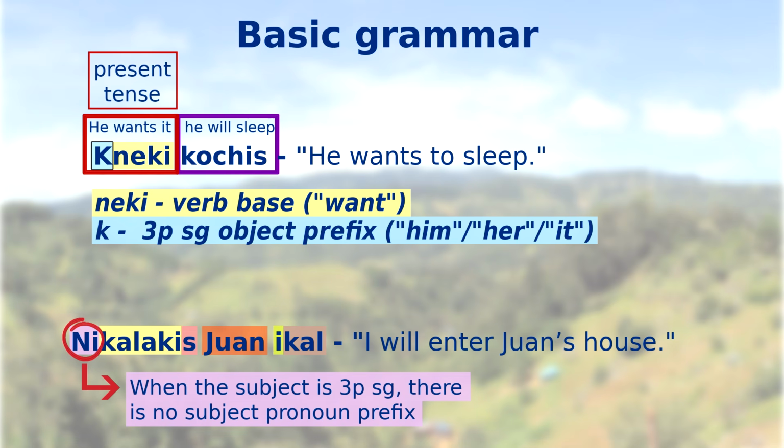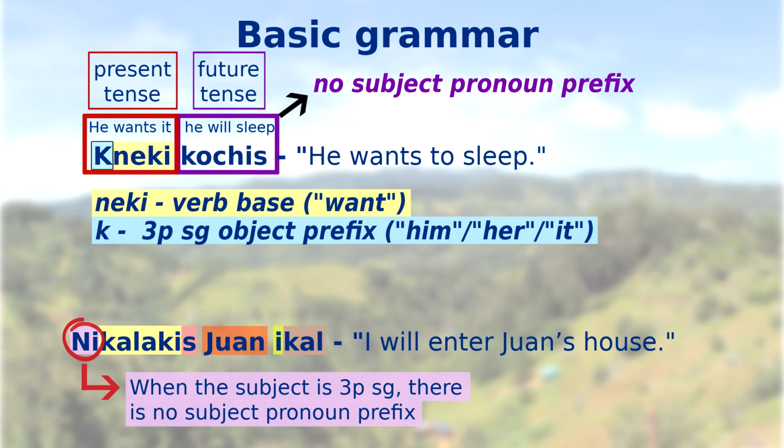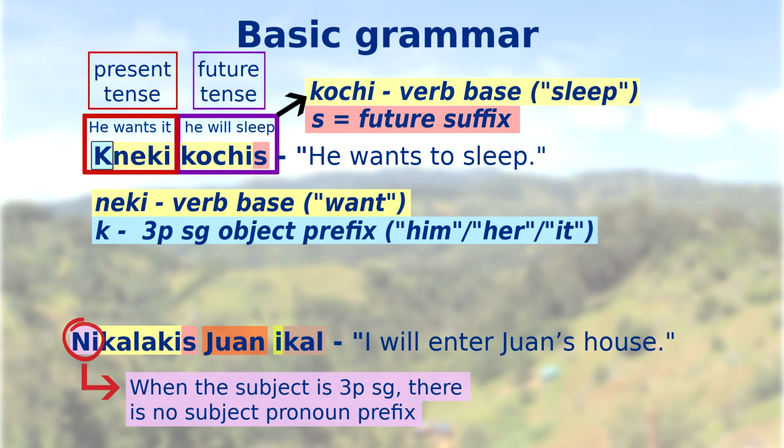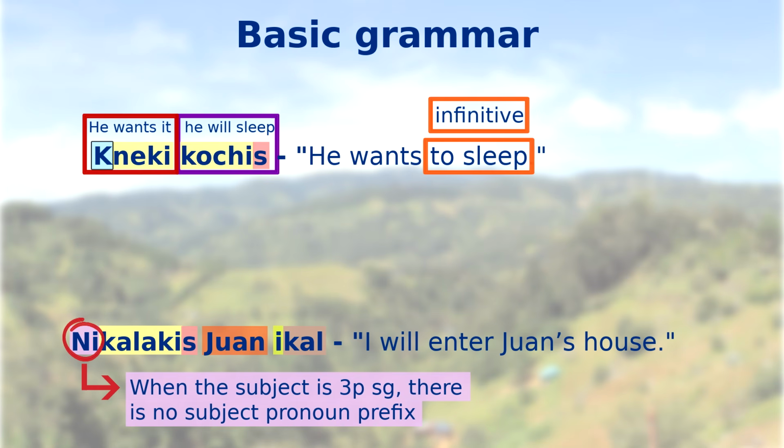The first verb here is in the present tense. The second verb is in the future tense. Again, there's no subject pronoun prefix. There's the verb base meaning to sleep, and the future suffix s. In the English sentence, there's an infinitive form, to sleep, but Nahuatl doesn't have an infinitive form.